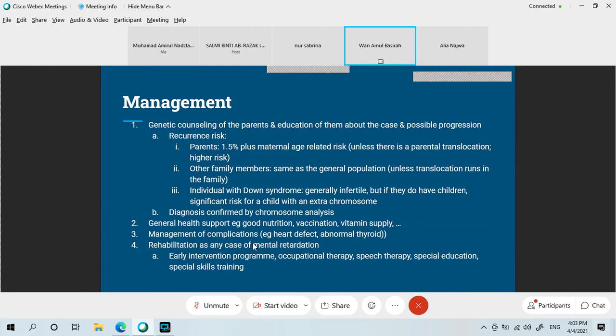So rehabilitation, as in any case of mental retardation, there are early intervention programs, occupational therapy, speech therapy, special education, special skills training. Kalau tengok, actually dia macam for each year tu daripada umur tu dia macam ada follow up dia sendiri sebab nak check hearing, vision loss. Yang tu yang saya faham, tapi I'm not sure in Malaysia because all I have read usually dekat overseas.